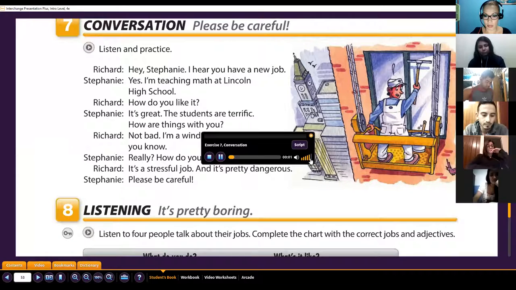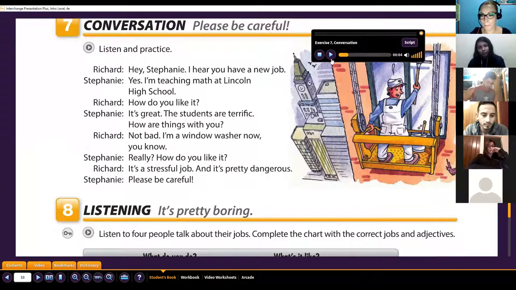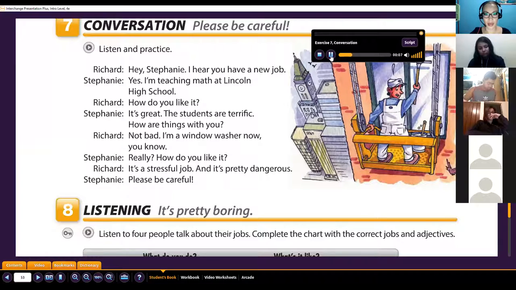Page 53, Exercise 7, Conversation. Escuchan el audio, sí. Yes, miss. Please be careful. Listen and practice.